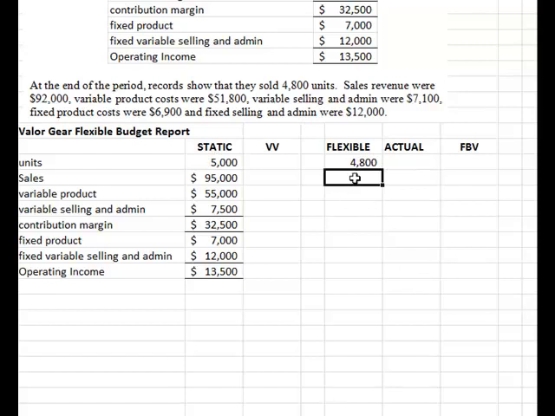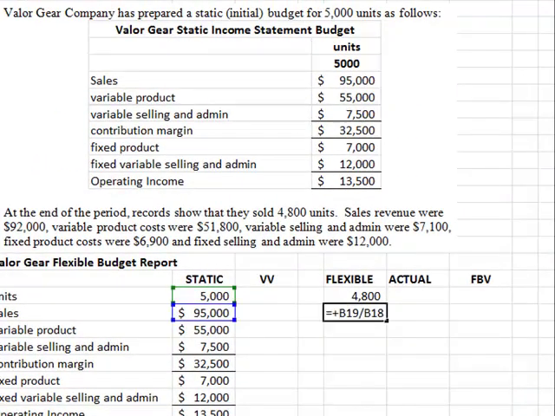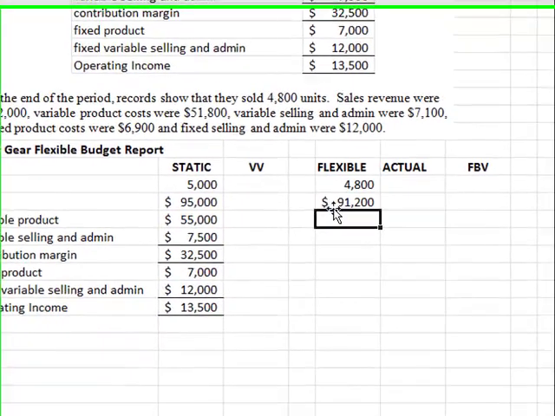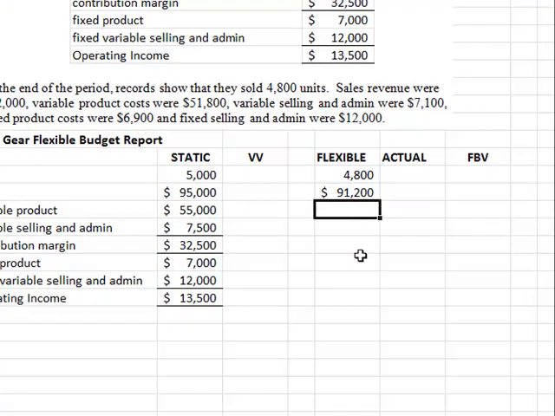All right, so what sales revenue do we expect at this level instead of 5,000? Well, let's see. What is the sales price per unit? It's $19. We took the sales expected at 5,000 divided by 5,000, so it was $19 per unit. So let's multiply that times the new number of units. So we would expect 91.2 in revenue if we sold 4,800.